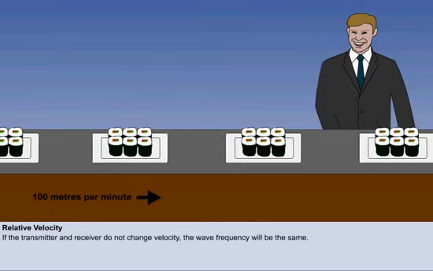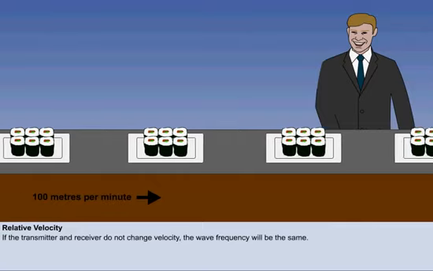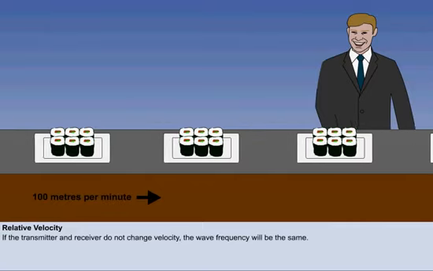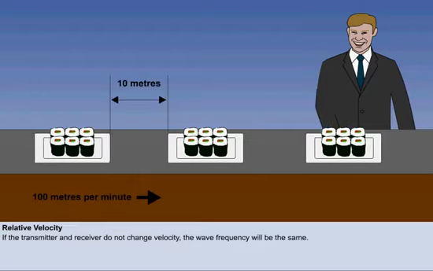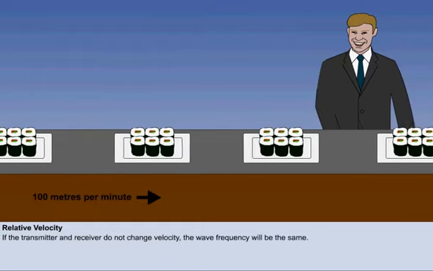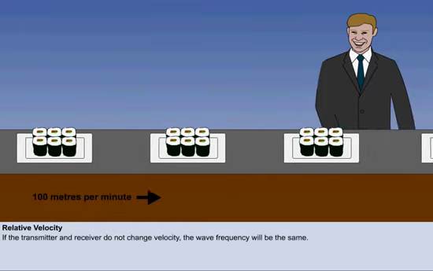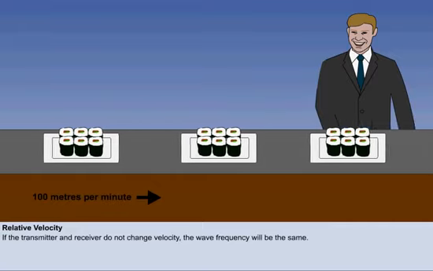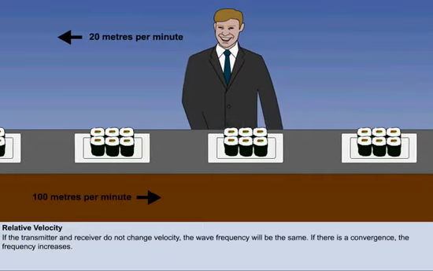Suppose you are at a sushi bar watching the dishes go by. As long as you stay still, the dishes will go by at a constant speed. If the dishes, which represent radio waves, travel at 100 meters a minute, and they are spaced 10 meters apart, then 10 dishes will go past in a minute, one every 6 seconds. In terms of radio waves, if the transmitter and receiver do not change velocity, the wave frequency will be the same.